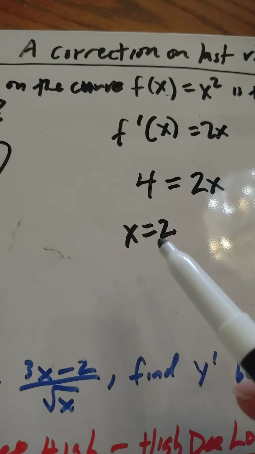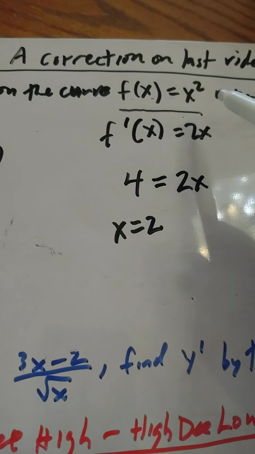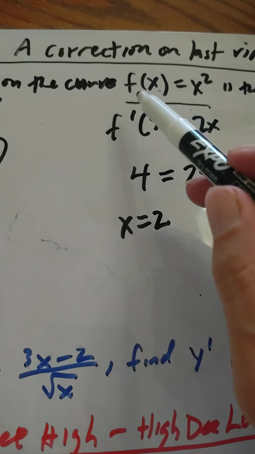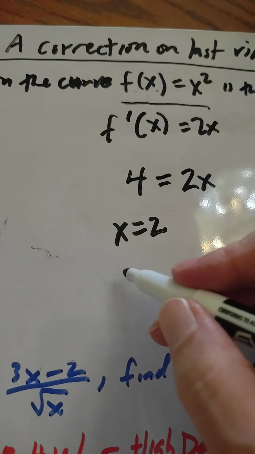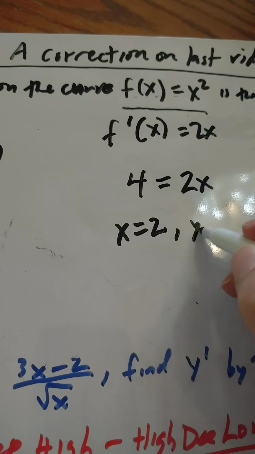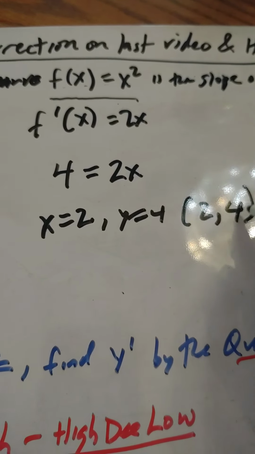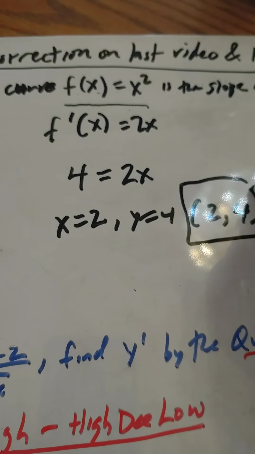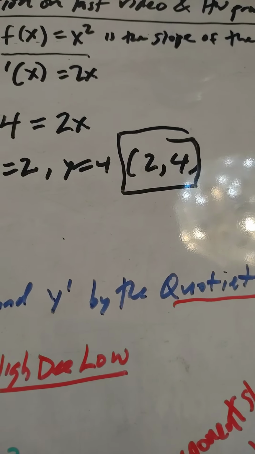So now that I know what x is, go into the original function to find the y of the graph. So when x is 2, what's f of 2? It's going to be 2 squared, which is 4. So y is equal to 4. And I'll write it as a point, 2 comma 4. So this is the answer to this problem. At the point 2 comma 4, we're going to have a slope of the tangent line of 4.